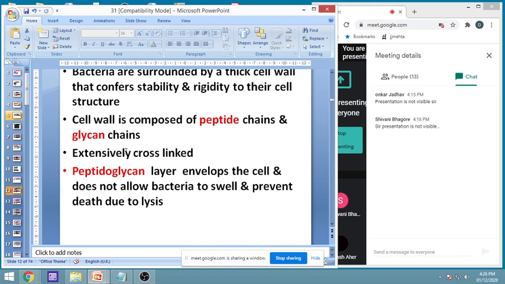Bacteria are always surrounded by a thick wall that gives stability and rigidity to their cell structure. The cell wall is composed of peptide chains and glycan chains. We call it the peptidoglycan chain. It is extensively cross-linked, like a tile-like structure. If you have seen tiles at various places, you can see the lines in between, which are cross-links. The peptidoglycan layer envelops the cell and does not allow bacteria to swell and die due to lysis. But when this is not there, the bacteria can be easily lysed.